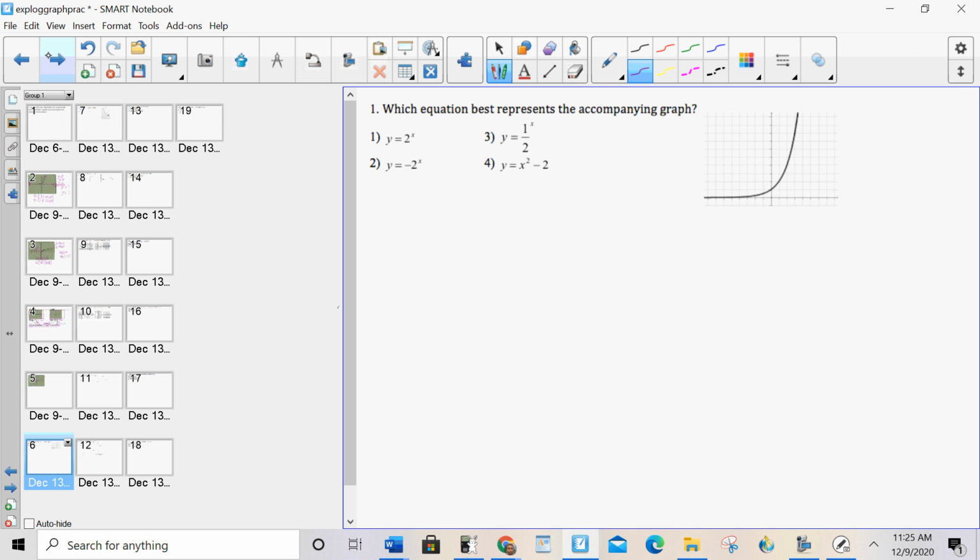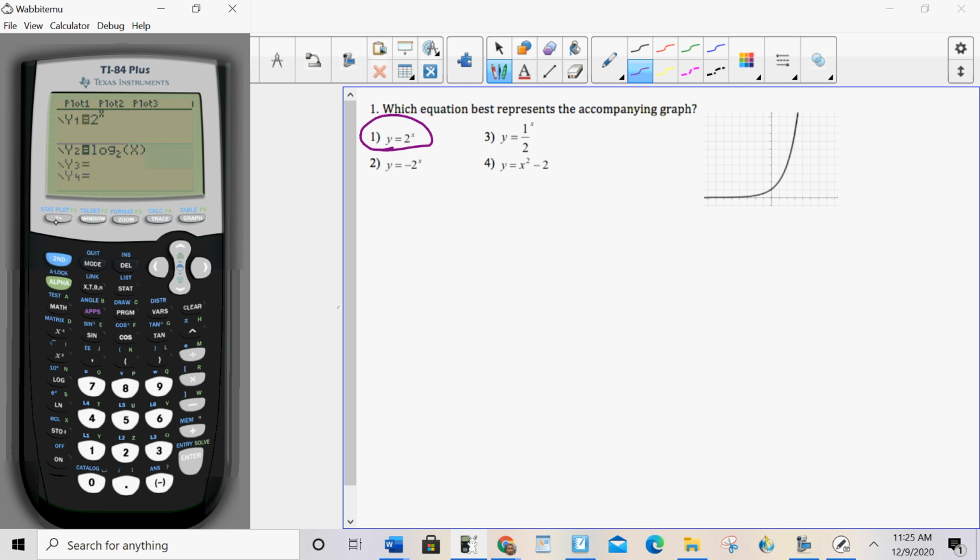Which equation best represents the accompanying graph? Well, the best thing to do for something like this is to just type it into the calculator. However, since it is exponential growth, the only one here that is exponential growth would be choice 1. But again, your best thing to do for an example like this would be to go to y equals. I filled this one in here. Look at it and see what matches up. If you type the other ones in, you'll see that they don't match up.